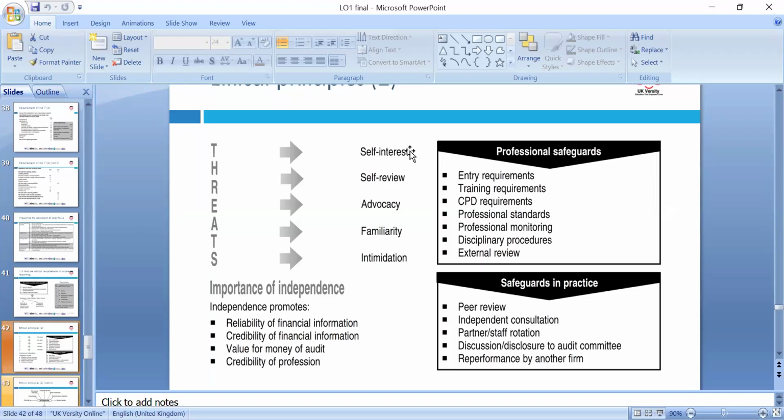Professional safeguards: always we need to make sure we regularly do CPDs and training and update knowledge. Safeguards also include peer reviews, independent consultation, good internal control, always making sure we stay within our professional code of ethics and not compromise those. Reliability of the financial statement, credibility, value for money of audit, and credibility of the profession, these are the crucial elements.